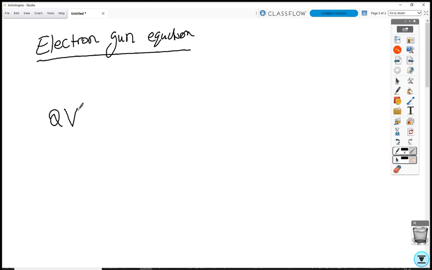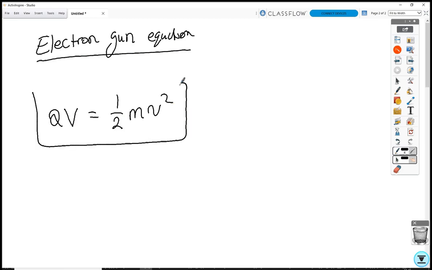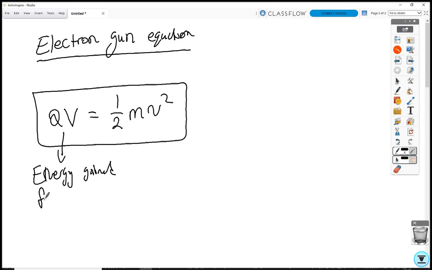That QV is equal to a half mv squared. So this is the energy gained from the E field is equal to the kinetic energy.